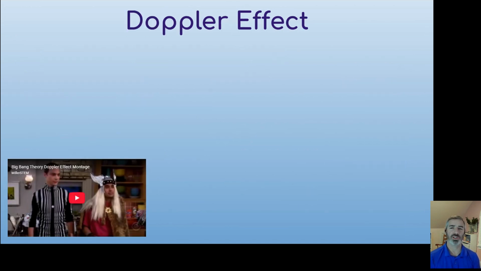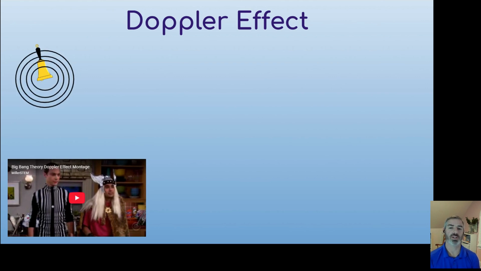So now we're going to transition to something called the Doppler effect. If we have a bell and we ring the bell, the sound travels outward from the bell, like concentric circles. So what happens if we take that bell and place it in motion? It's called the Doppler effect.